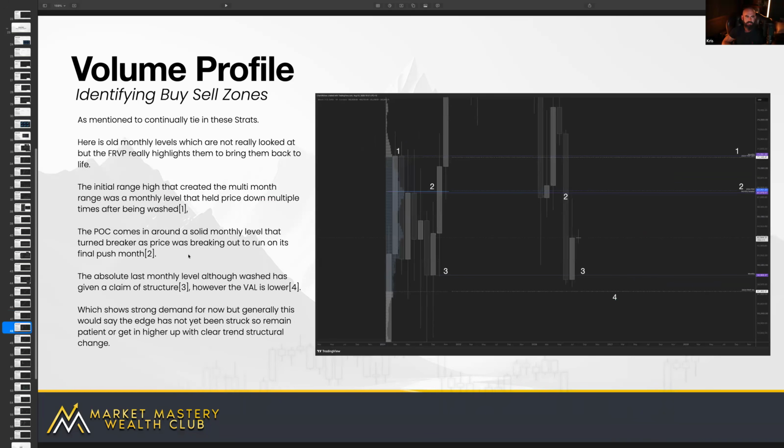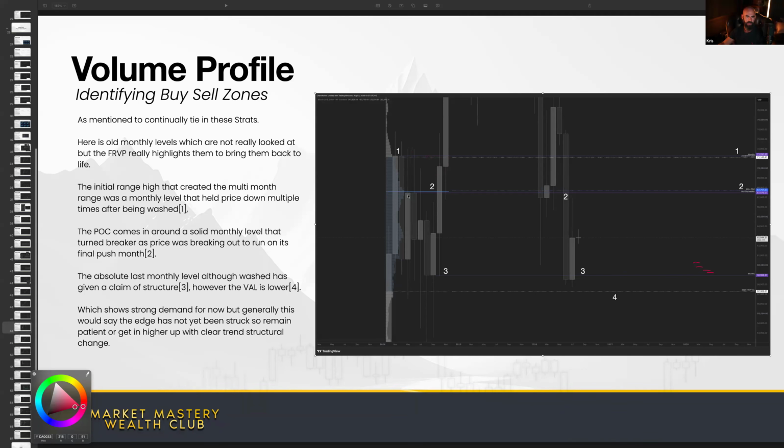So as mentioned, to continually tie in these strats, here are the old monthly levels, which are not really looked at, but the FRVP really highlights them to bring them back to life. The initial range high that created the multi-month range was a monthly level that held price down multiple times after being washed. So this level through here was a monthly level at the time from back here, and it was the value area high. Okay.